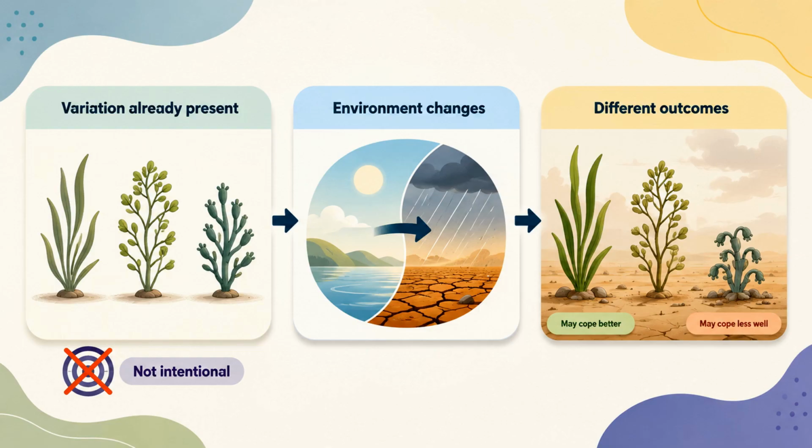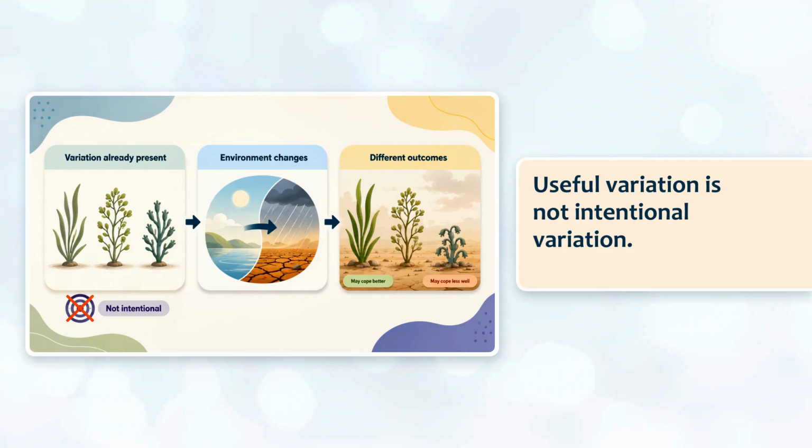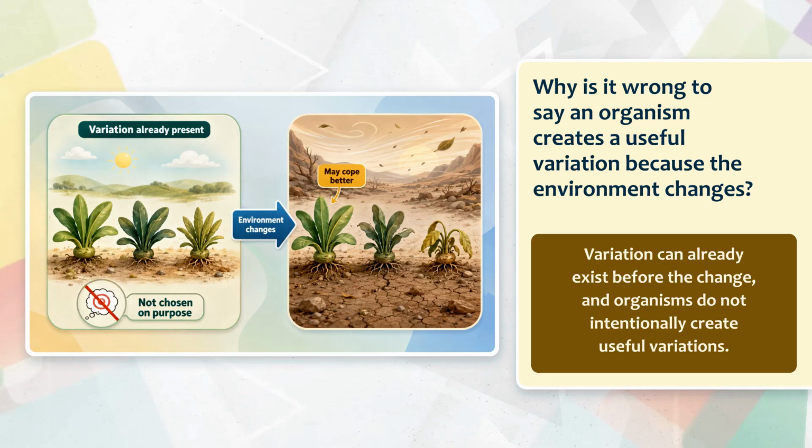A variation that matters little in one condition may become helpful after environmental conditions change. Its usefulness depends on the situation, and the organism did not intentionally create or plan that variation. This keeps cause and purpose from getting mixed up. Useful variation is not intentional variation. Conditions can make an existing difference helpful without the organism planning it. Use the order of the panels to test the claim.